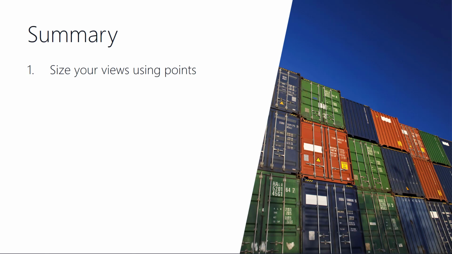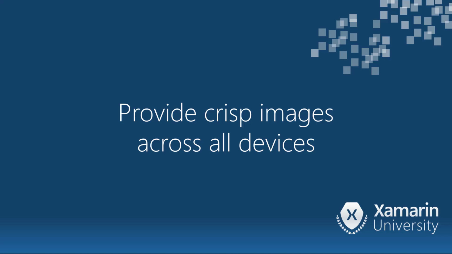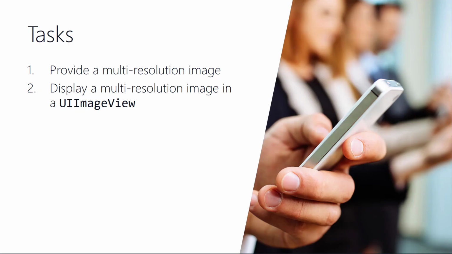In this last section, we looked at how we can use points to build a consistent looking UI. But now we're going to talk more about images again and how we can provide crisp images across all of those different devices. So we'll look at how we can provide a multiple resolution image and also how we can display a multi-resolution image in a UIImageView.